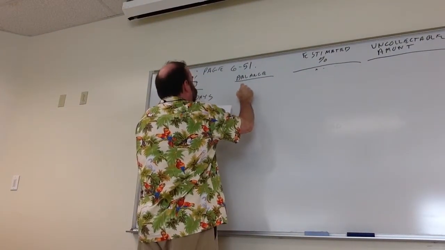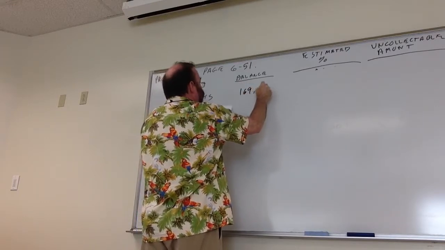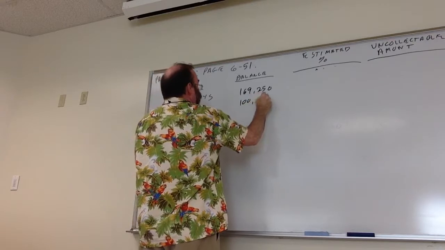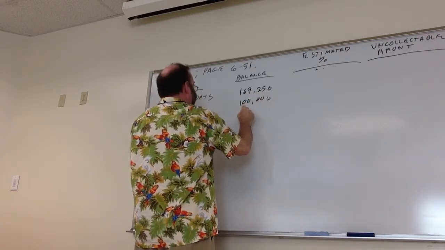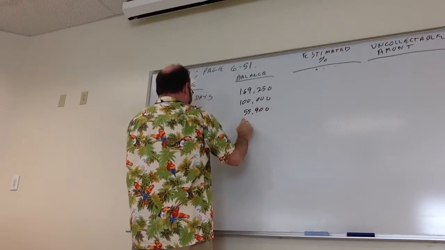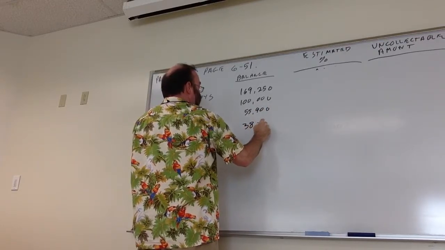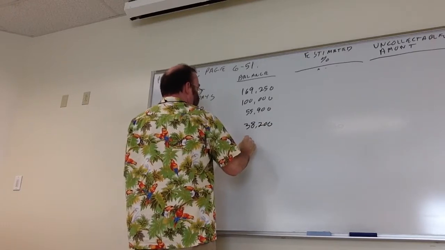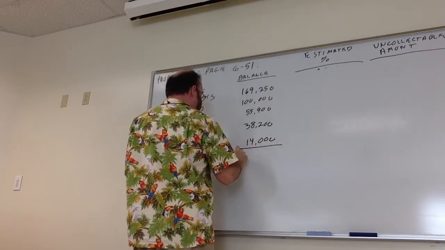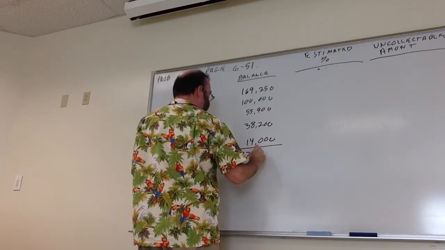So you have $169,250, $100,000, $55,900, $38,200, and $14,000. For a total of $377,350.